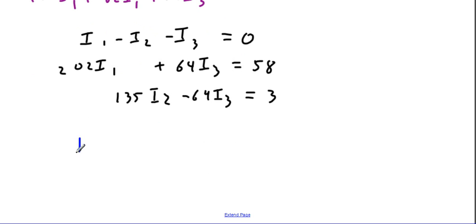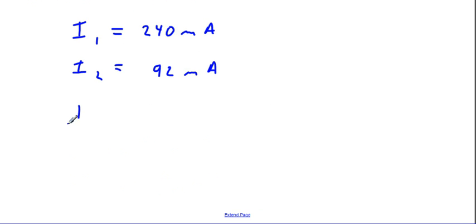When I do that, I get an I1 of 240 milliamps. I get an I2 of 92 milliamps, and I get an I3 of 148. 148, we'll call it 150. 150 milliamps.